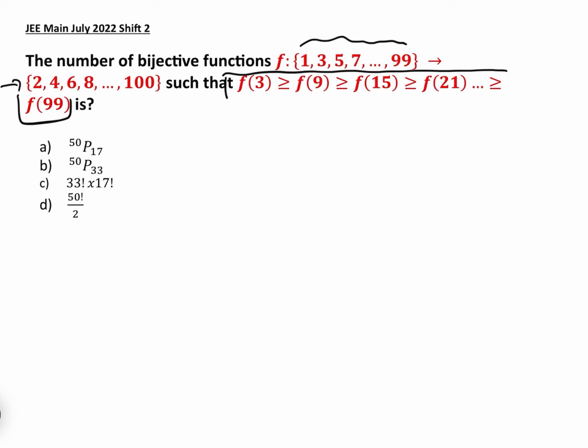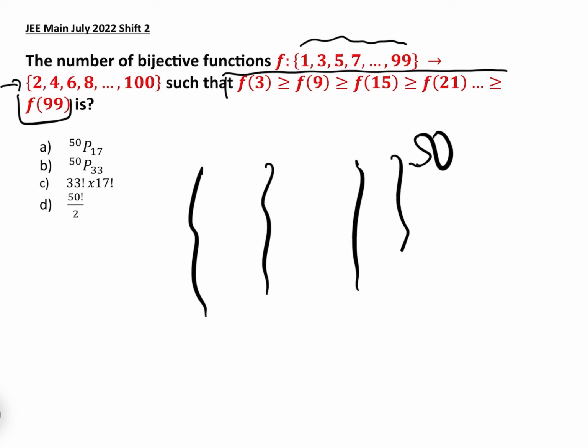What we need to do is look at how many elements there are in the domain, and how many there are in the codomain. Well, there's clearly 50 in each. There are 50 odd numbers between 1 and 100, and there are 50 even numbers between 1 and 100. So if we just looked at the 2 sets here, with 50 elements in each, what we could say is that there are 50 factorial possible functions between those 2, but that's if there isn't the constraint.